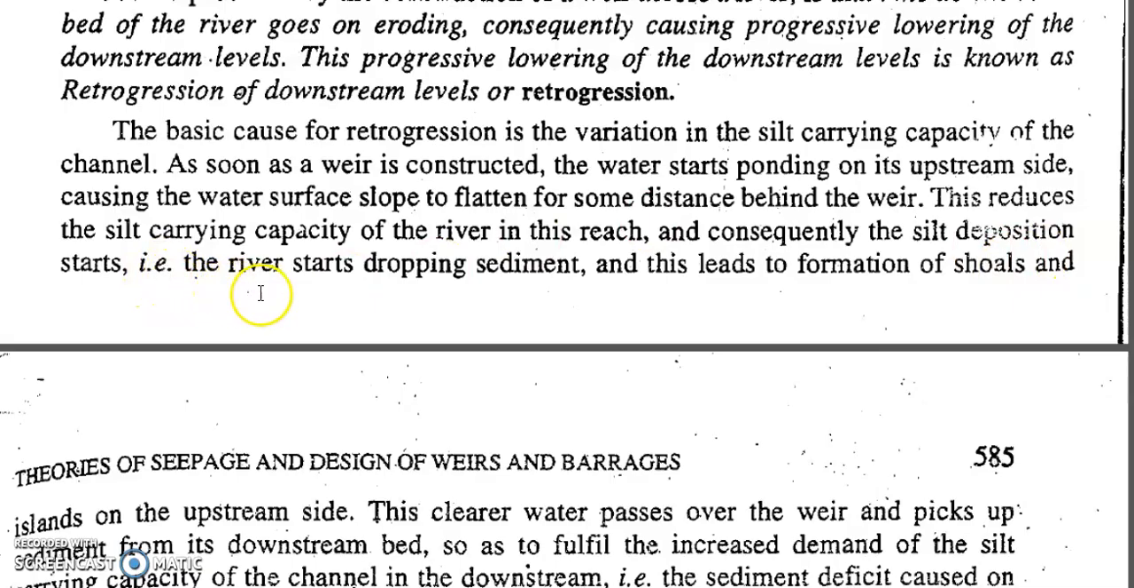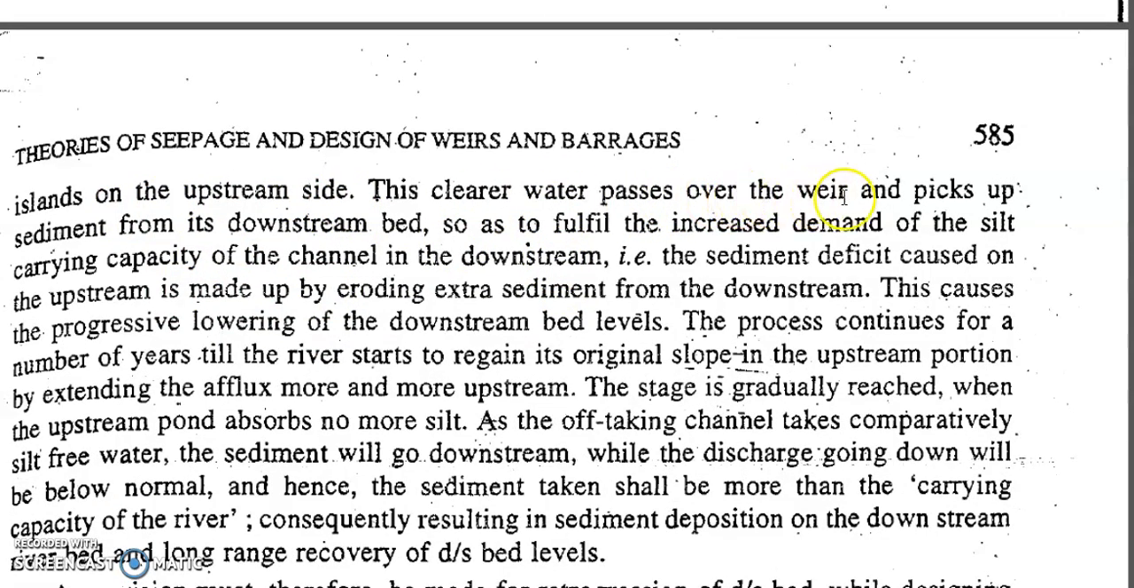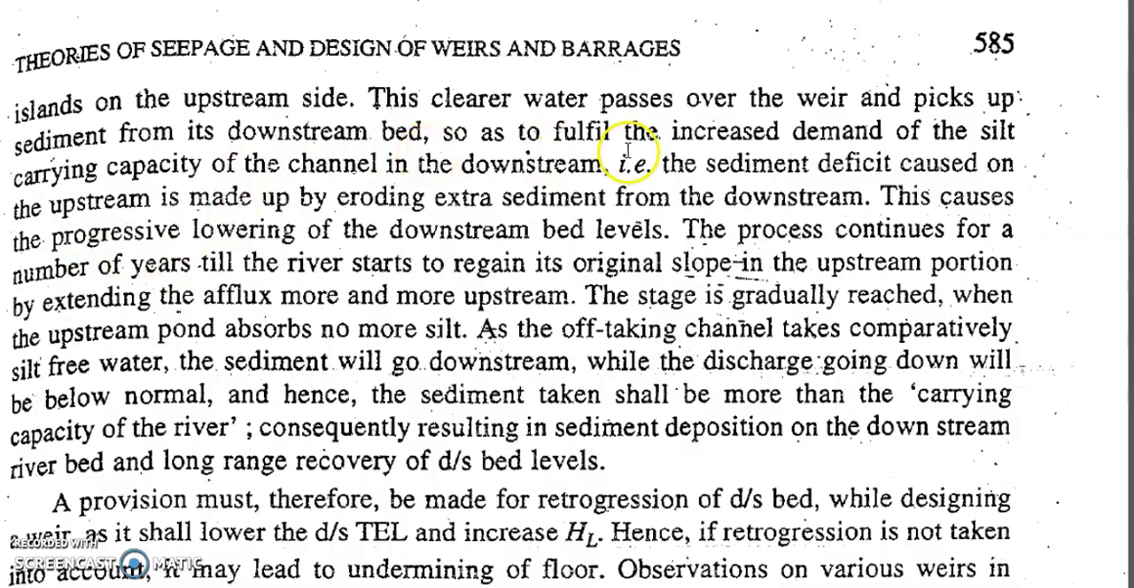That is, the river starts dropping sediment, and this leads to the formation of shoals and islands on the upstream side. The clear water passes over the weir and picks up sediments from the downstream bed, so as to fulfill the increased demand of the silt carrying capacity of the channel in the downstream. That is, the sediment deficit caused by the upstream is made up by eroding extra sediment from the downstream. This causes the progressive lowering of the downstream bed levels.